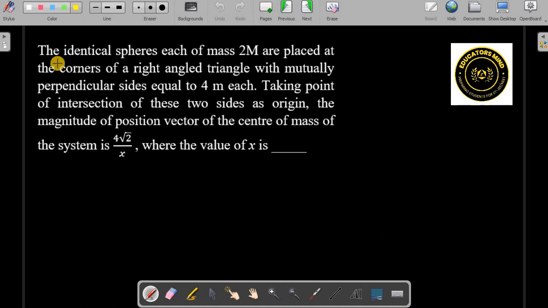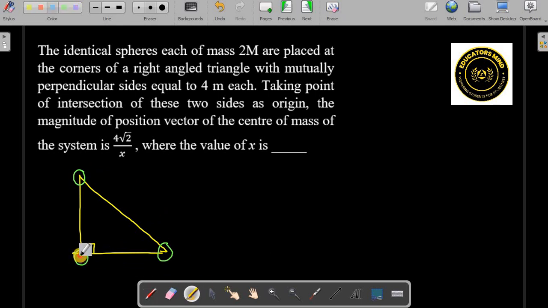Next question. The identical spheres, each of mass 2M, are placed at the corners of a right angle triangle with mutually perpendicular sides. Okay, so let us say that this is a right triangle. This angle is 90 degrees and spheres of mass 2m are kept at the corners. Corners means we can keep one here, one here and one here, right? These are the 3 spheres.